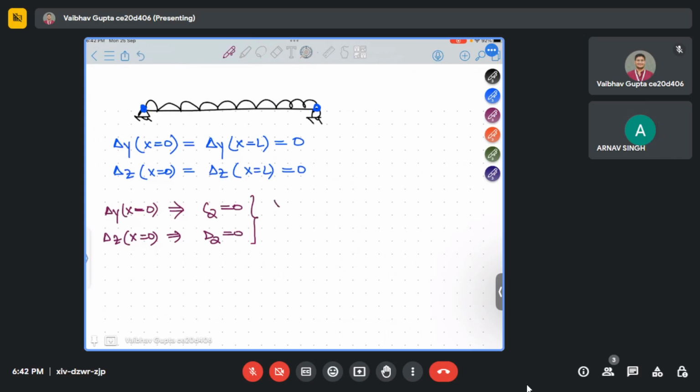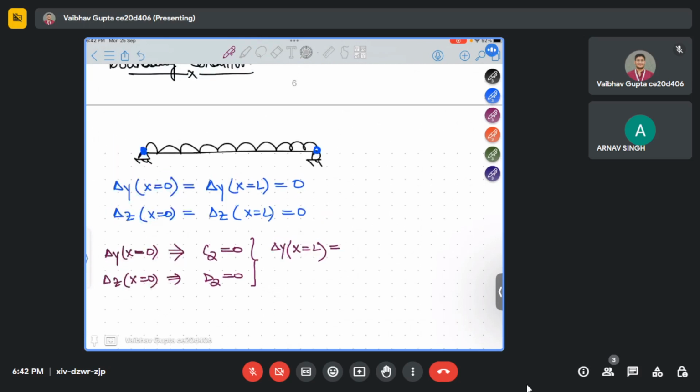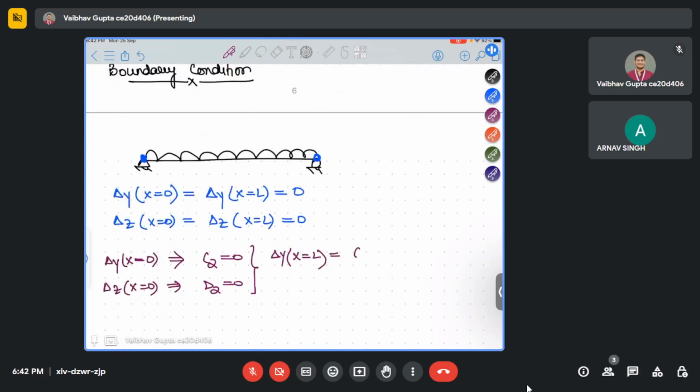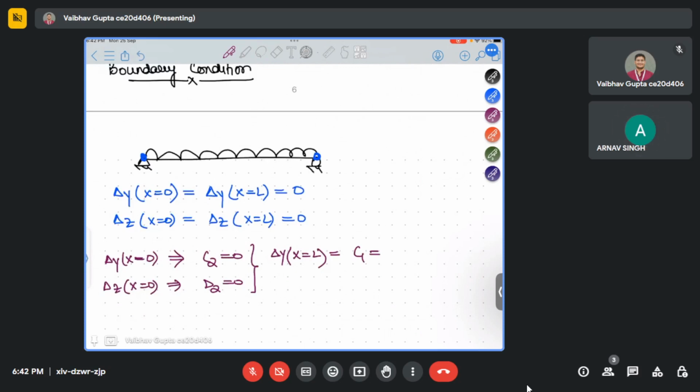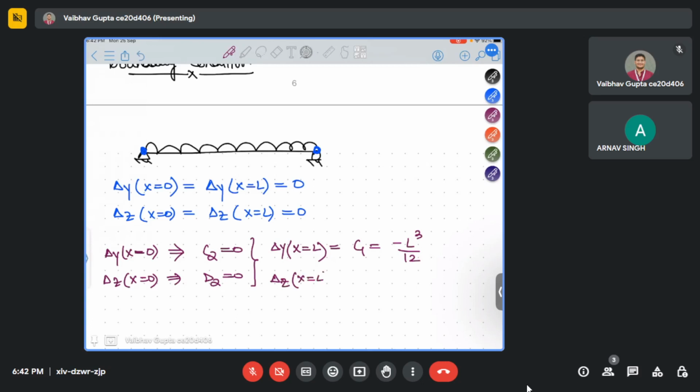Now we'll put delta y at x equal to L. What will we get? We will get C1 as minus L cube by 12. Do you want me to solve this in steps or are you getting it? Okay, I'll show you in steps.